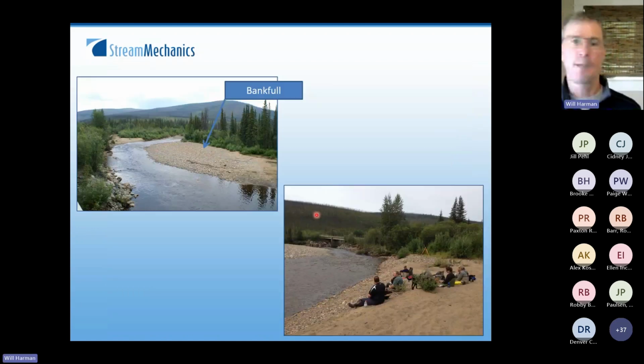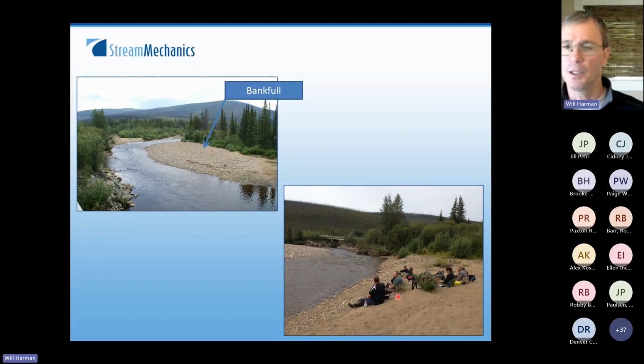Here are just a few other examples. This is another point bar. You can see the stream is coming this way. So this is a scour process, and then the point bar is the depositional process. I like using point bars as Bankfull indicators because I know that point bar was built by the river. This particular point bar has a slope all the way like this, and then here's the break in slope. And so Bankfull is that break in slope.